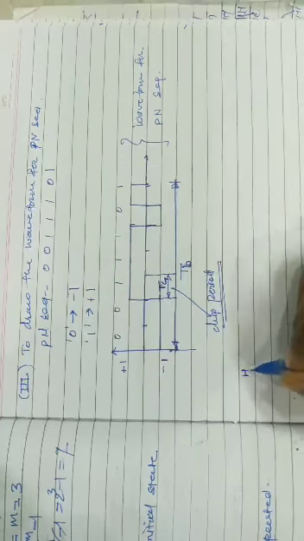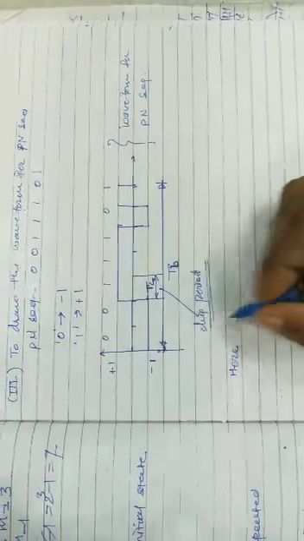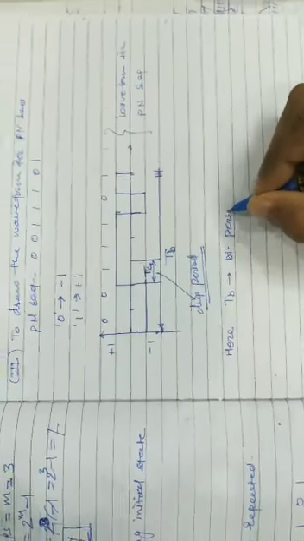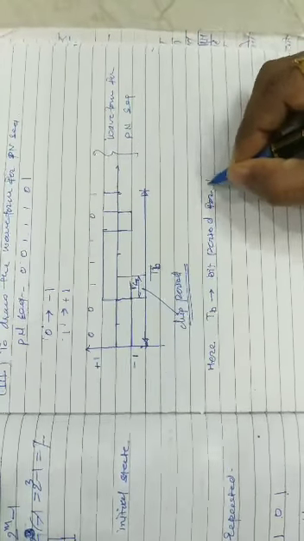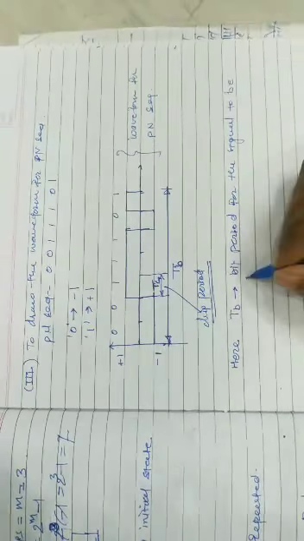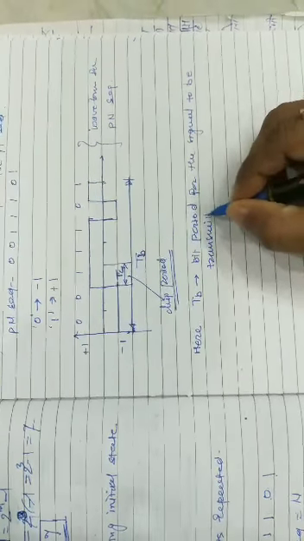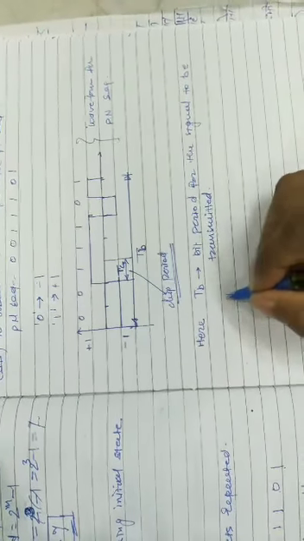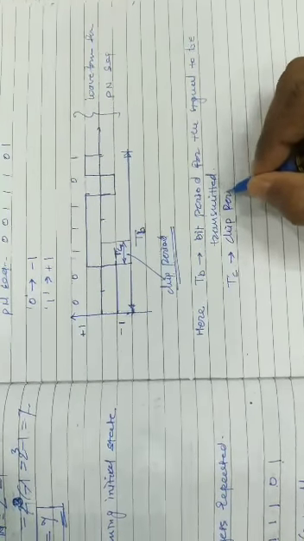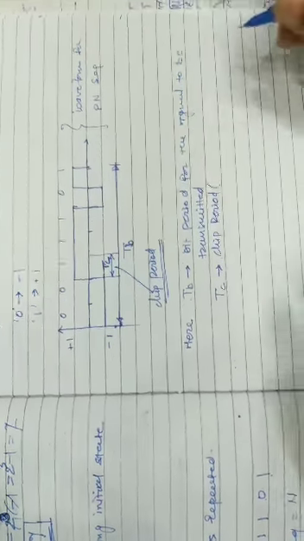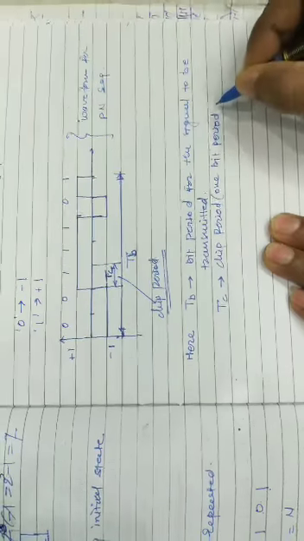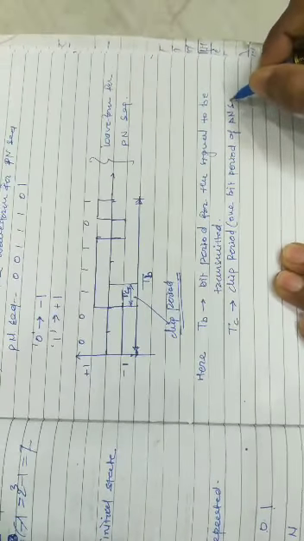Here TB is nothing but the bit period for the signal to be transmitted. And TC is a chip period, that is 1 bit period of the PN sequence.